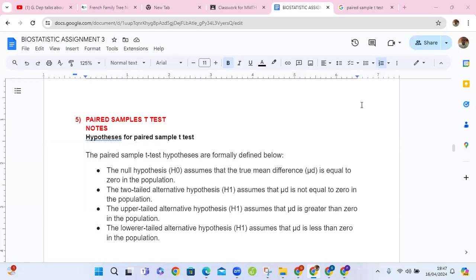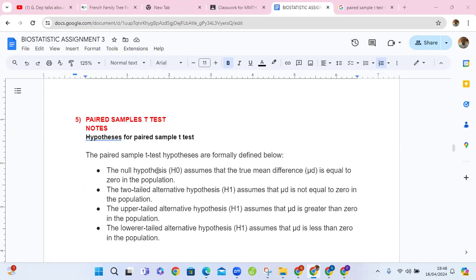In this presentation, we are going to discuss the paired sample t-test. So here are some notes with regards to that test. Here we have a list of hypotheses for the paired sample t-test. The paired sample t-test hypotheses are formally defined below.